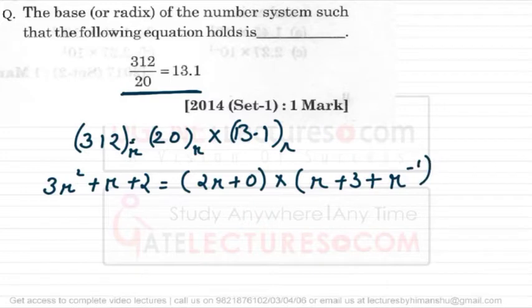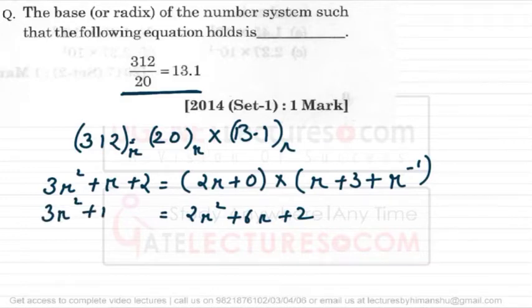We've already seen this, right? When a number is after the decimal point, after the binary point, you multiply it with the weight of r to the power minus 1. Just multiply these terms, you get 2r square plus 6r plus 2. Since now you've converted these into decimal numbers, you can multiply them as normal mathematical calculations that you do.